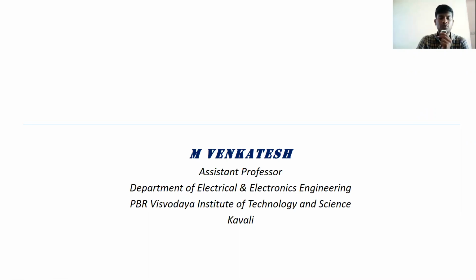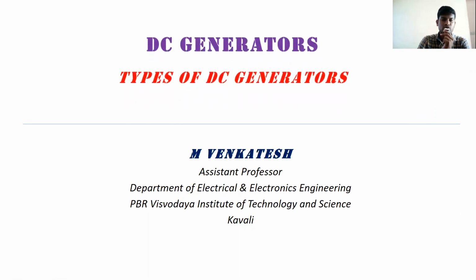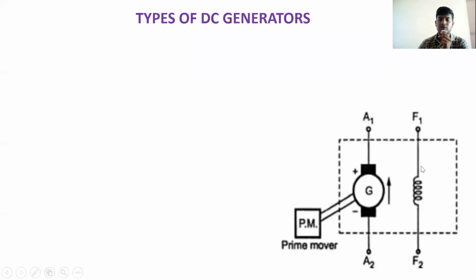So, in this video, we learn about the types of DC generators. A DC generator has a symbolic representation like this. Here we can see the symbolic representation of a DC generator. The generator is represented in circle shape.